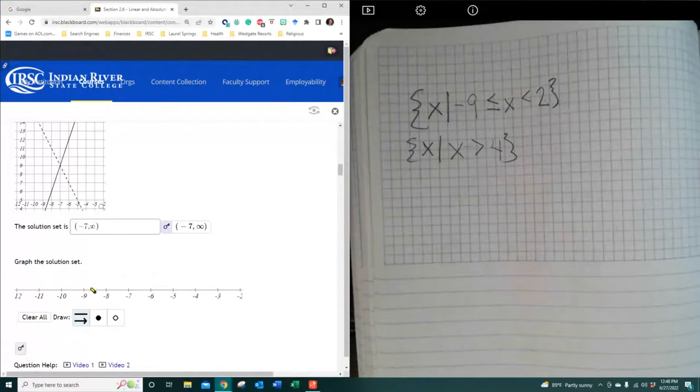And then of course, graphing on the number line, you'd have the open circle at -7, and you point it to the right. So then the answer looks like that.